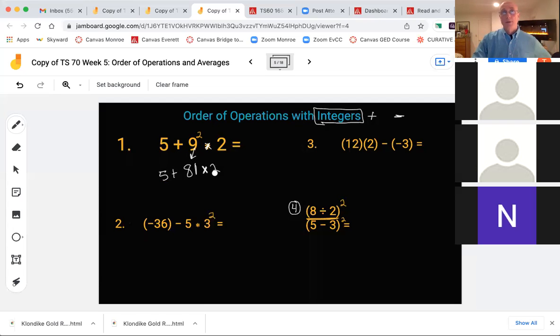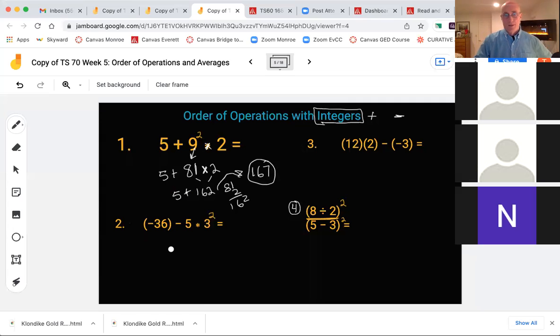What would I do next? It goes down to multiplication next. So I would take 81 times 2, and if I wrote it out just to do it the long way, 162, okay? So this becomes 162 plus 5. If I added 5 plus 162, I get 167 as my final answer, okay? So that's just illustrating that you will see some exponents in your homework and on a quiz.